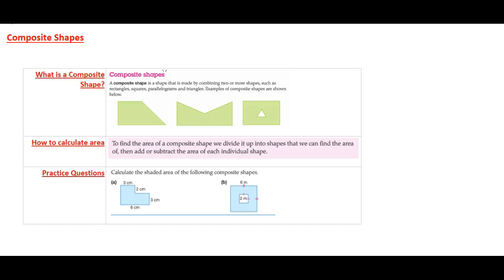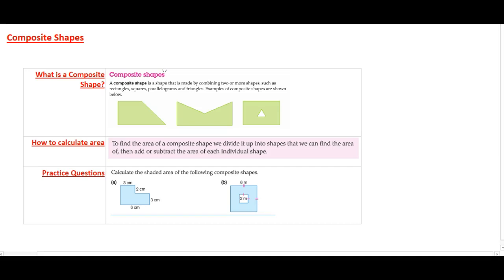So this video is going to be talking about how we calculate the area of composite shapes. Now, when we get problems, or in real life problems, we don't actually have perfect squares or rectangles that we need to calculate the area of. Most of the time they're composite shapes. So a composite shape is a shape that is made by combining two or more shapes such as rectangles, squares, parallelograms and triangles. So examples of composite shapes are shown here below.